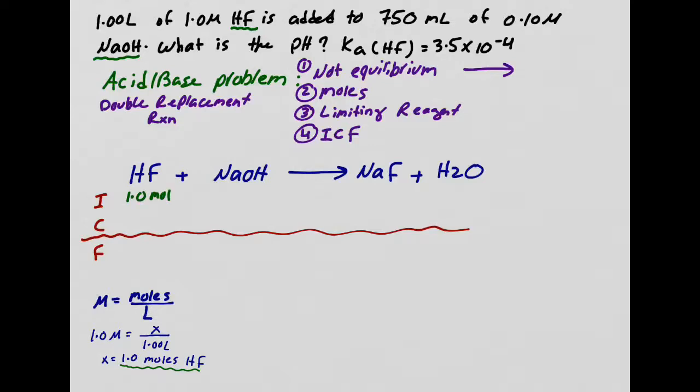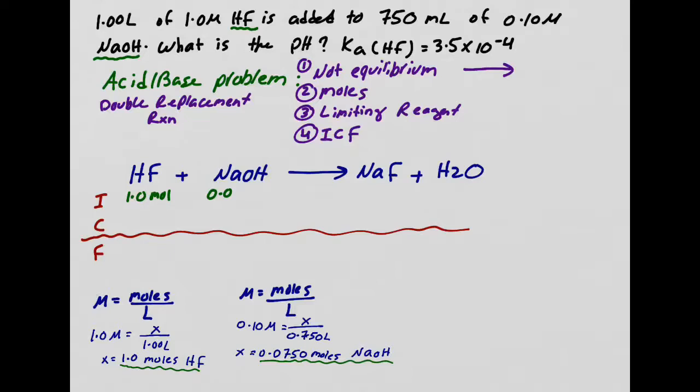Okay, now let's do the same thing for sodium hydroxide. Again, don't forget, molarity is moles per liter. You know that. What is the molarity here? The molarity of sodium hydroxide is 0.10 molar. The volume is 750 mL. Don't forget, you have to convert it to liters. So what I end up getting for X is 0.0750 moles of sodium hydroxide. I just converted them to moles because you know that for an acid-base reaction, what you need is moles.